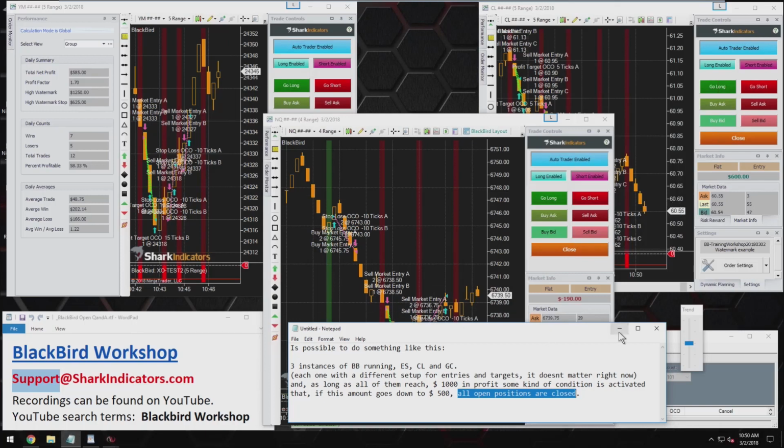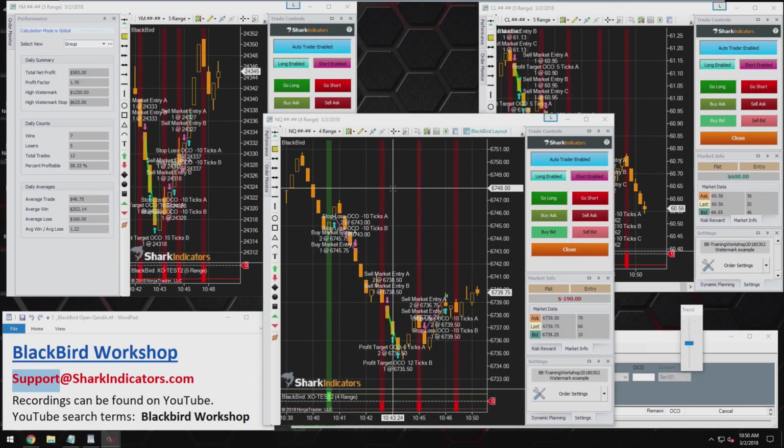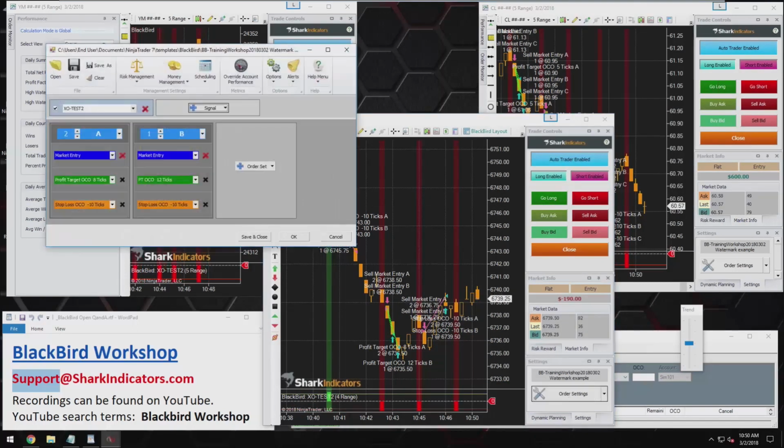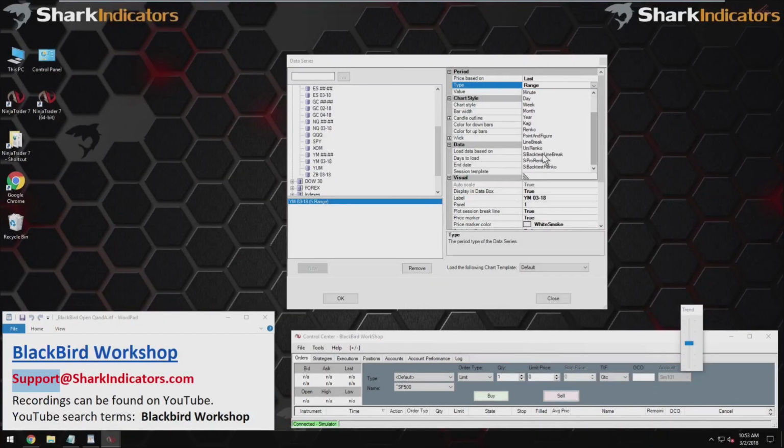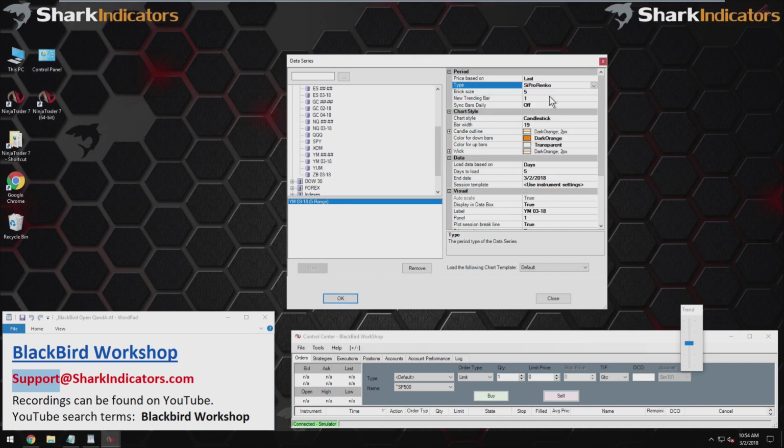All right, with that, I think that basically concludes our little demo of the watermark running in group mode. All right, so this next question is about one of the bar types, the ProRenko bar type.